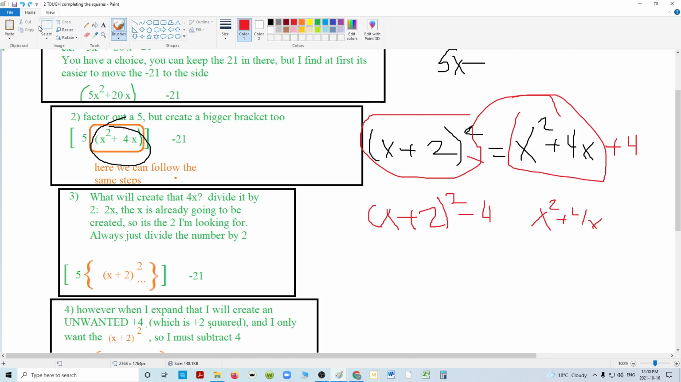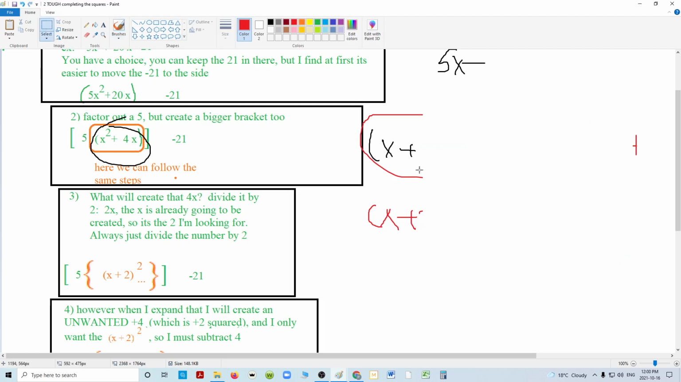So I only want the first 2 terms of the perfect square. So you're always subtracting the number you don't want. Okay, what will create that 4x? Well, divide it by 2. You get 2x. The x is already going in the front, so we can just divide that by 2x again if you want. So it's 2. But the shortcut is just take this number, divide it by 2. Okay, I'm looking for always just divide the number by 2.